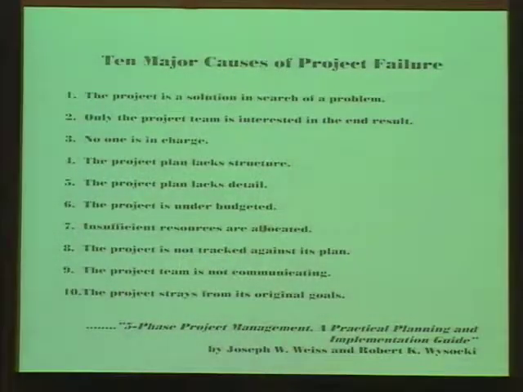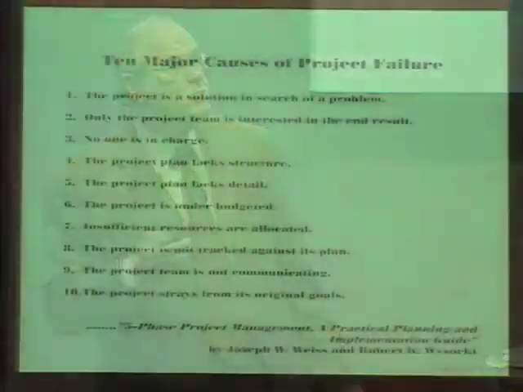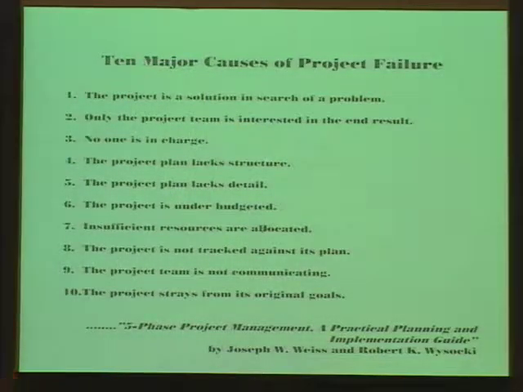The project team is not communicating. I guess that's kind of like no one in charge, but it's like the same thing. No one can get everyone on the same page to be focused on the issue, and the project strays from its original goals. You were told to do one thing, but after you got into your team and started figuring out what you wanted to do, you start going astray a little bit and start going into places where no one wanted you to go, and so that's losing the focus of what you're supposed to be doing. So this is supposedly, from this source, the top 10 reasons for project failure.